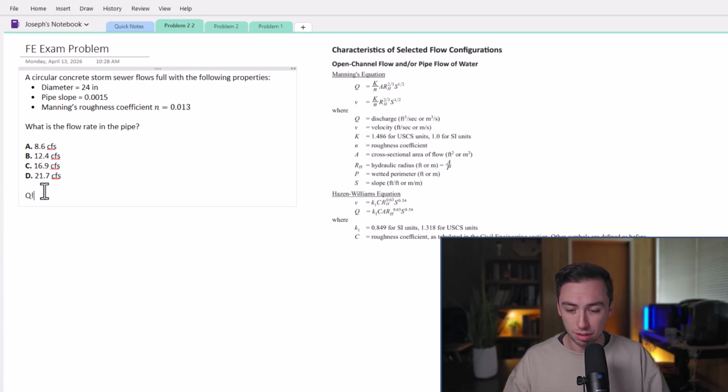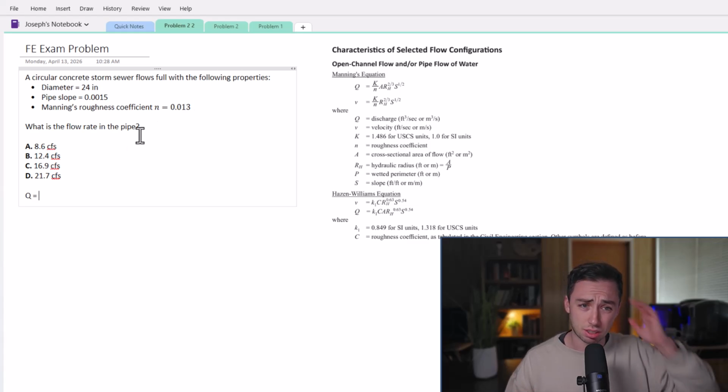A very standard FE problem here. We are solving for flow rate. Now, let's read the problem carefully. We have a flowing full pipe here. So not partially full, but actually flowing completely full. So there's a small little trick here that we can do to actually solve this problem a little bit faster.